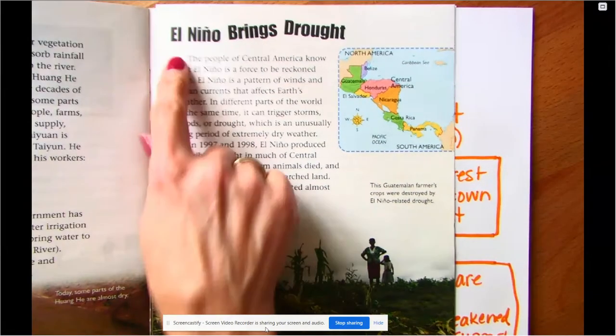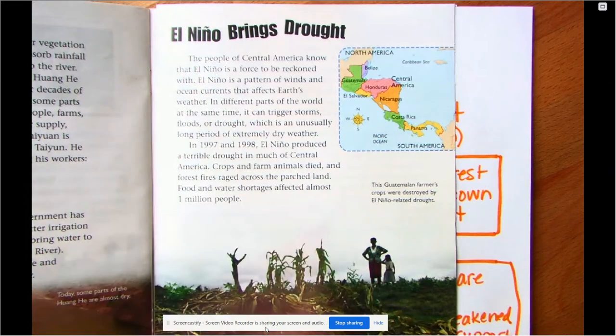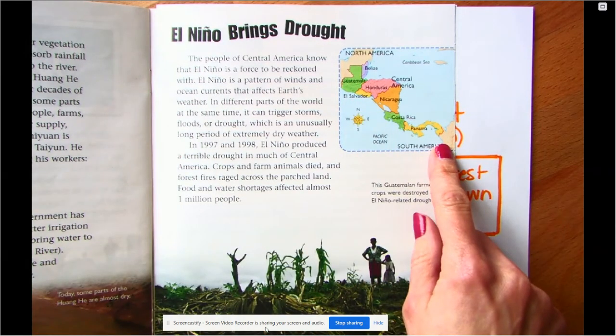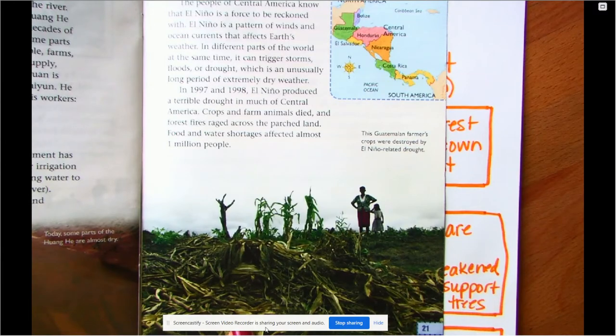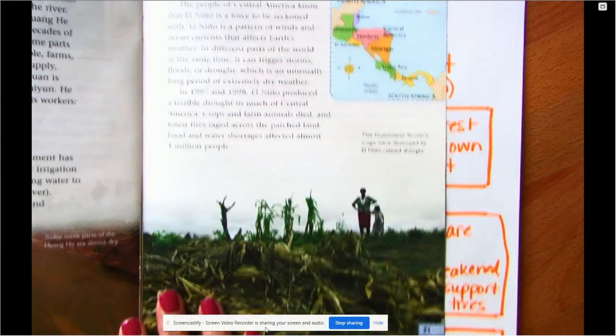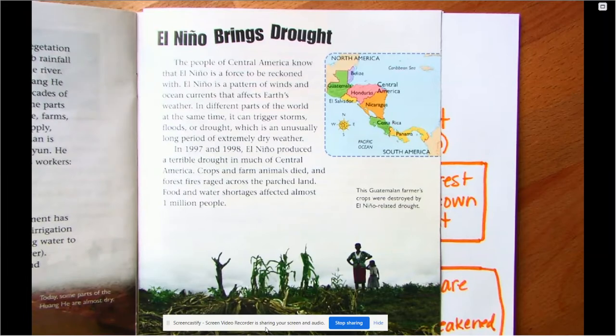This says El Nino brings drought, and you'll notice here is a map, so that's a great text feature. There's a photograph at the bottom, and it's got a caption here, so we'll take a look at those in just a second. El Nino brings drought.